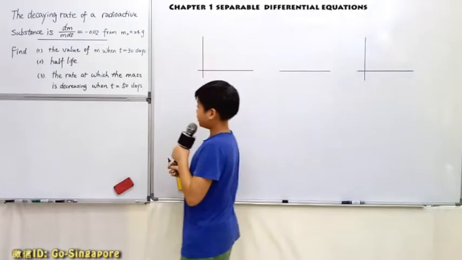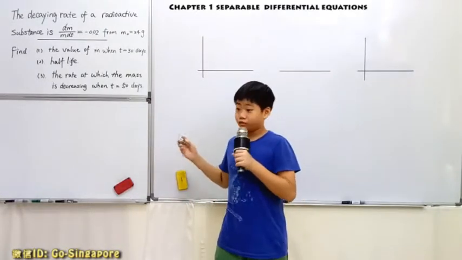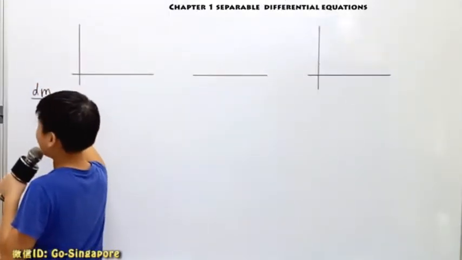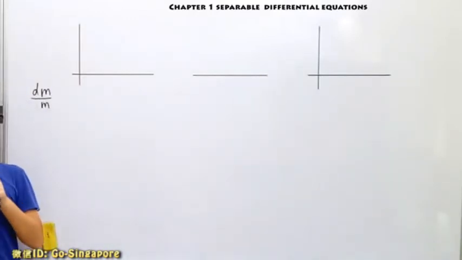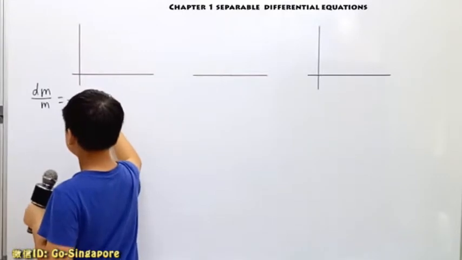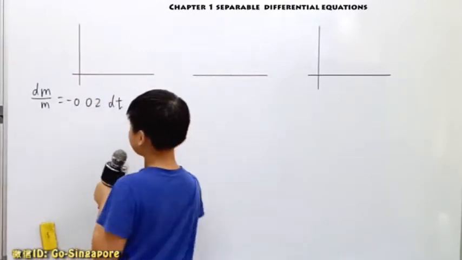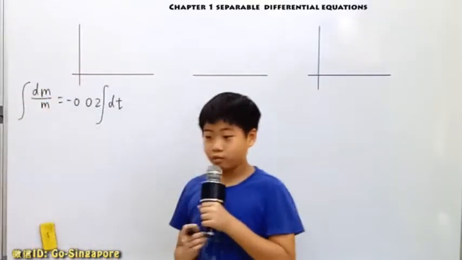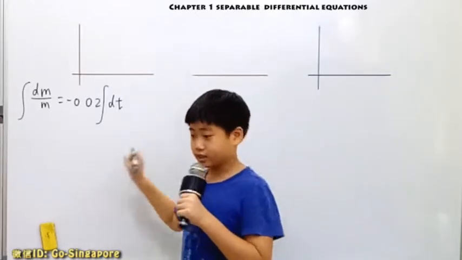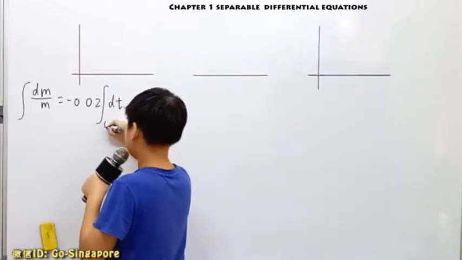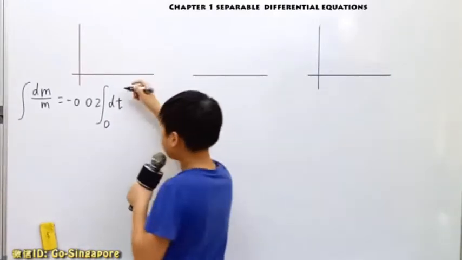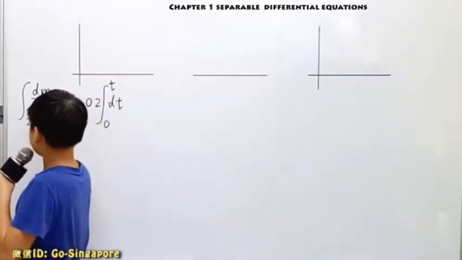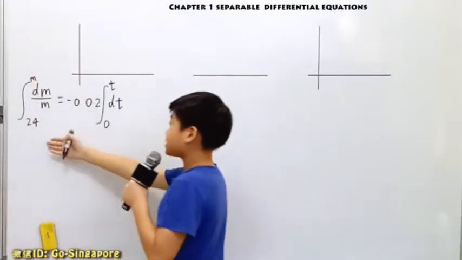So, first, we can find a general formula for this. Remember dm over m. We can multiply dt to the other side. At this time, we can integrate both sides. But remember, it is best to use definite integrals. Time starts from zero, for example, zero all the way to t. M starts from 24 all the way to m. Why does it start from 24?